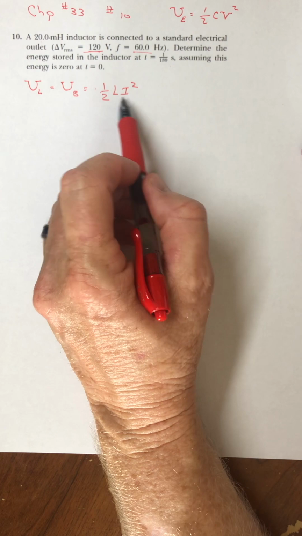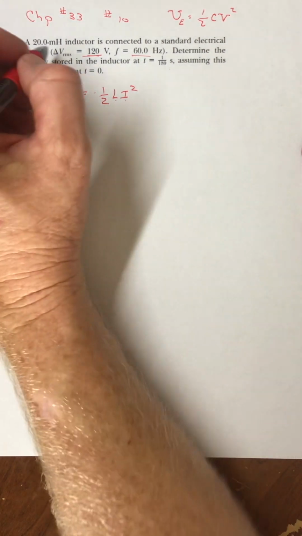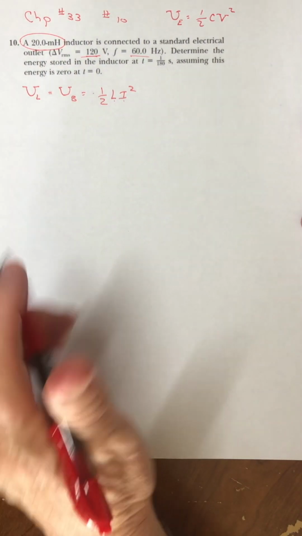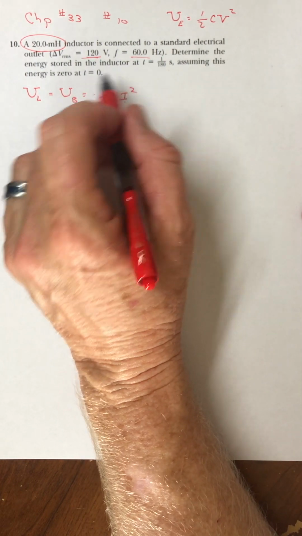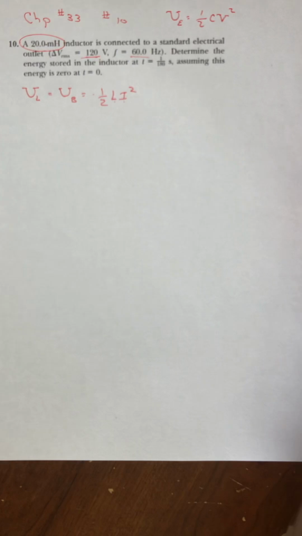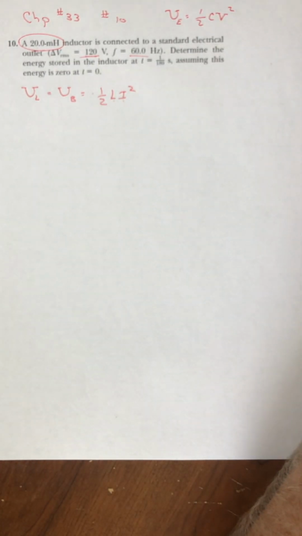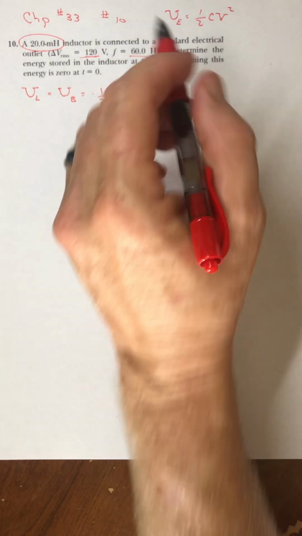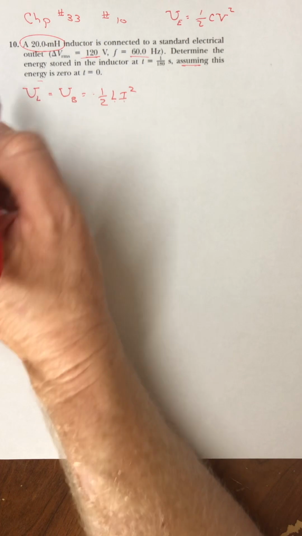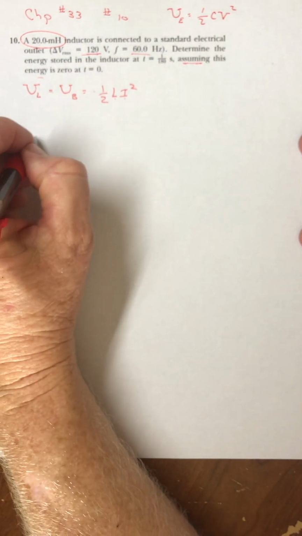All we need to know is the current and the inductance. And the inductance is directly given. And the current seems pretty straightforward because it just keeps changing with time. But here's where I want to be careful with this phrase and what I did in class.